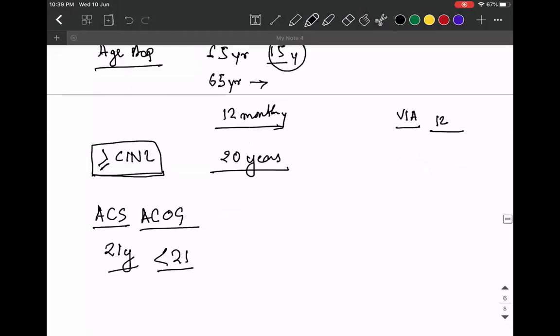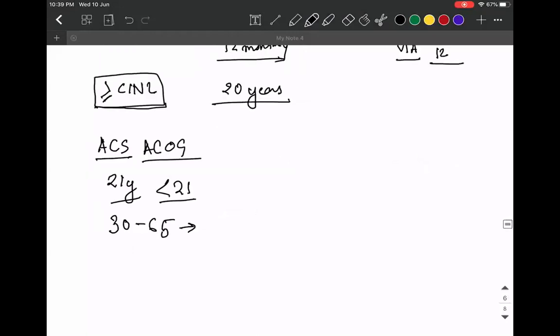The age group between 30 to 65 should not be screened annually. Cytology: if you're testing by cytology in the age group of 21 to 29, 3-yearly cytology should be done. Or if you're using conventional, so basically cytology from the age of 21 straight to the age of 65, you should do a 3-yearly cytology.